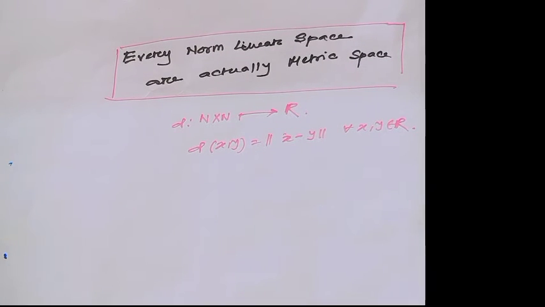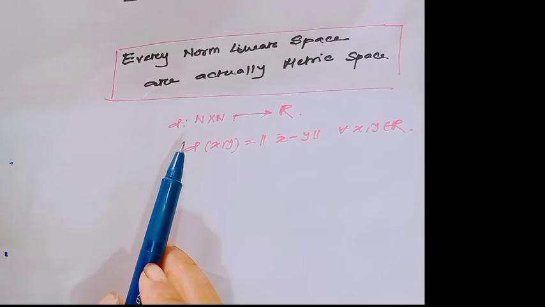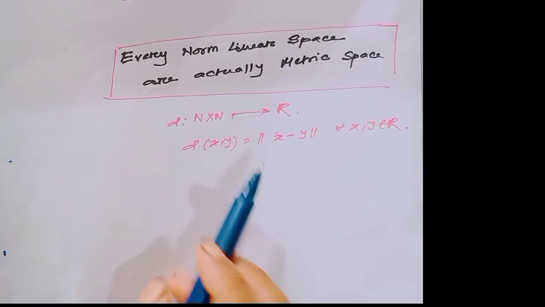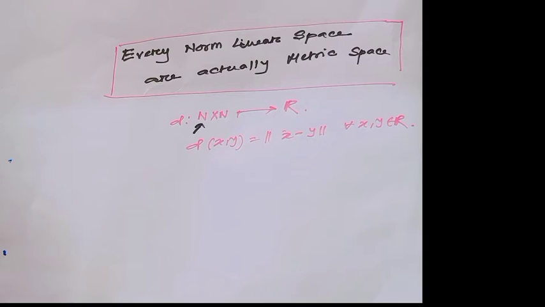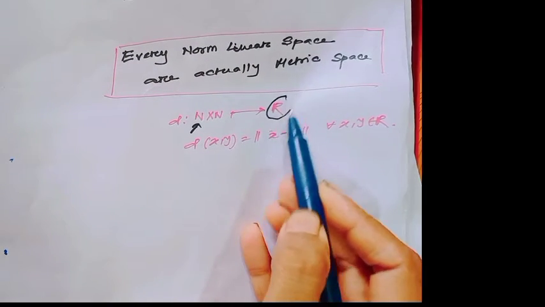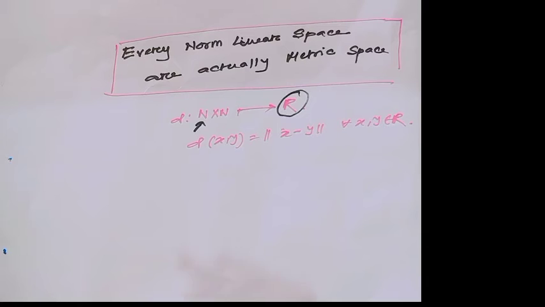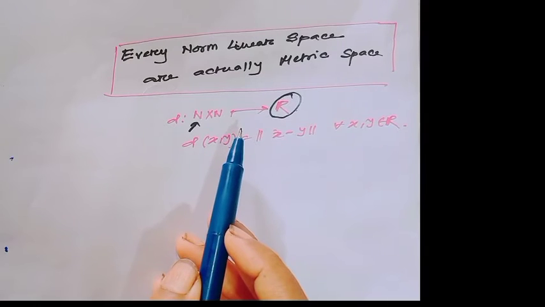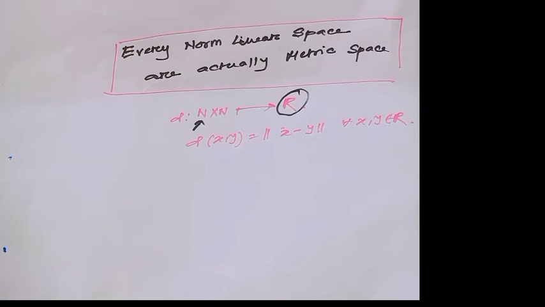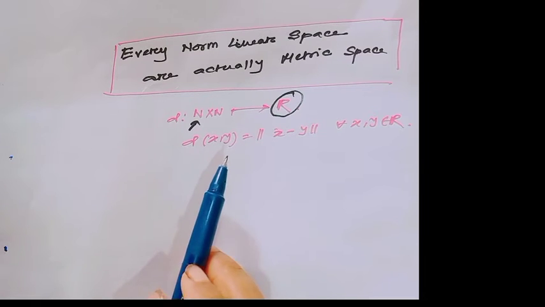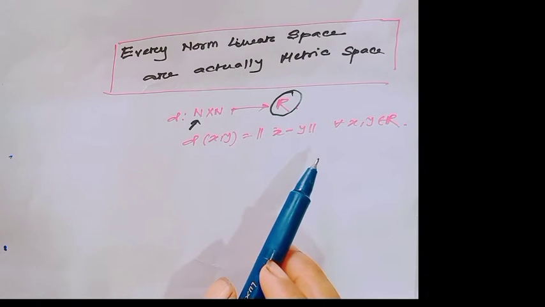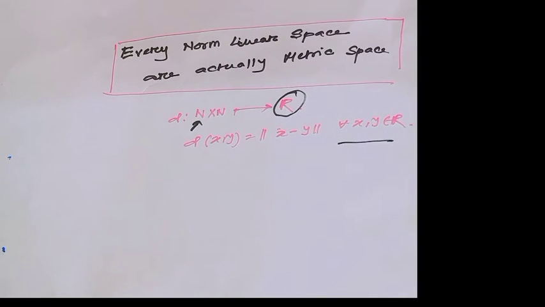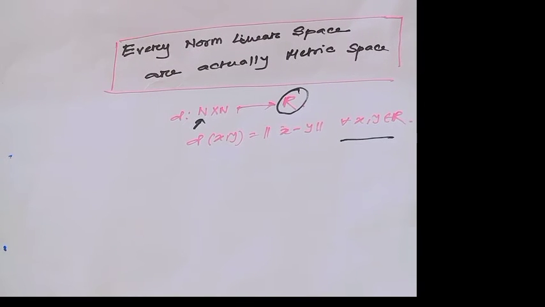Let's see the proof. Consider the metric space d, where d is a mapping from N cross N to R, and here N is a normed linear space and R means the set of real numbers. That means every pair comes from any normed linear space, and the metric is defined as d(x, y) equals the norm of x minus y, for all x, y. This is obviously always a metric space.